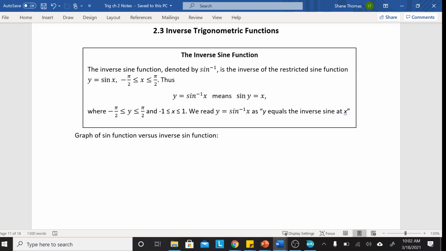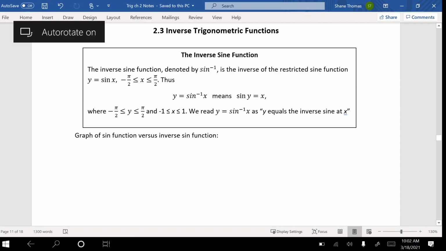We've been looking at the graphs of them. So we're going to start this off by looking at them just a little bit graphically, then we're going algebraically. All right, so first off, what's the inverse sine function? The inverse sine function is denoted by sine to the -1, and is the inverse of the restricted sine function, y equals sine of x, from -π/2 less than x less than π/2. Thus, y equals sine inverse of x means the sine of y equals x.